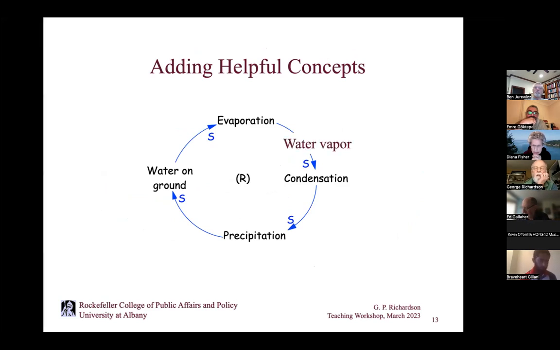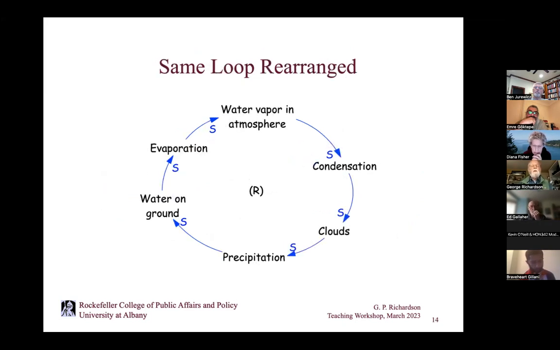So I went to the feedback loop that they had drawn, and I added helpful comments. So evaporation leads actually to water vapor in the atmosphere. It condenses into clouds, and water precipitates. And eventually, I just rearranged those same words. Water on the ground evaporates, water vapor in the atmosphere, it condenses. This should actually say water in clouds, precipitation, and so on. So it's just the same loop rearranged. And some of you may see where I'm going with this.